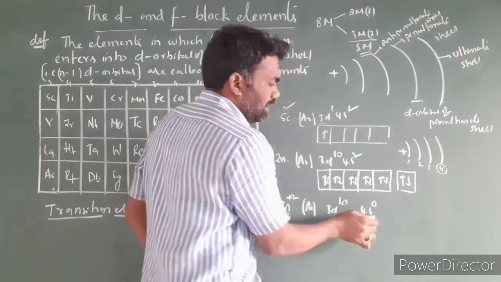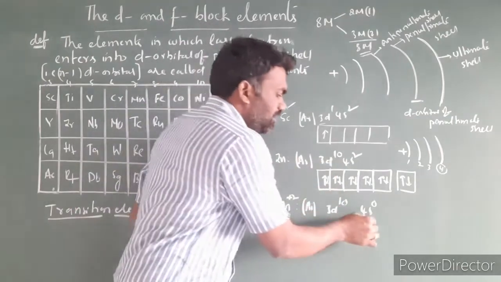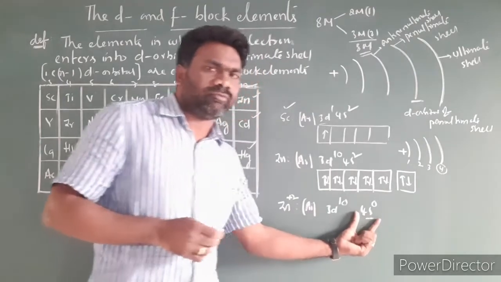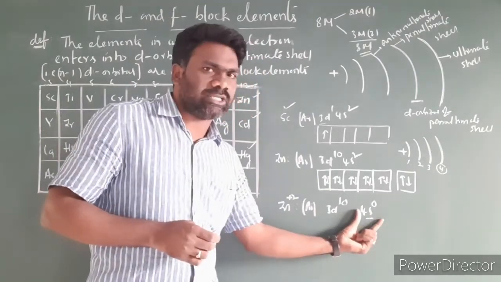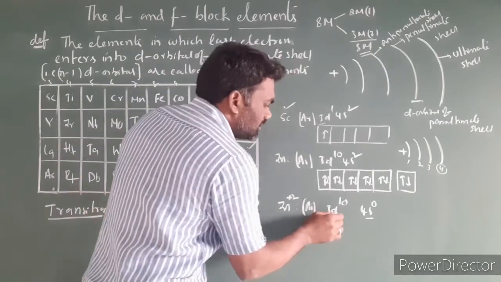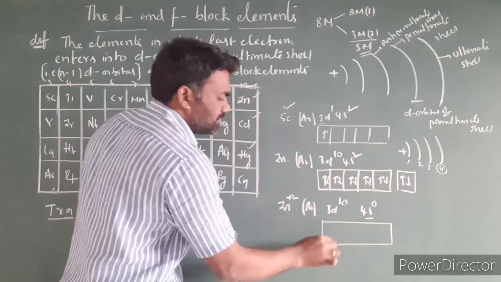So first we have to remove the electrons from the 4s orbital, then from the 3d orbital. So the 4s becomes 0, but not the 3d. First we have to remove electrons from the outermost energy level. So 3d10 4s0, after removing 2 electrons, in the Zn2+ oxidation state.